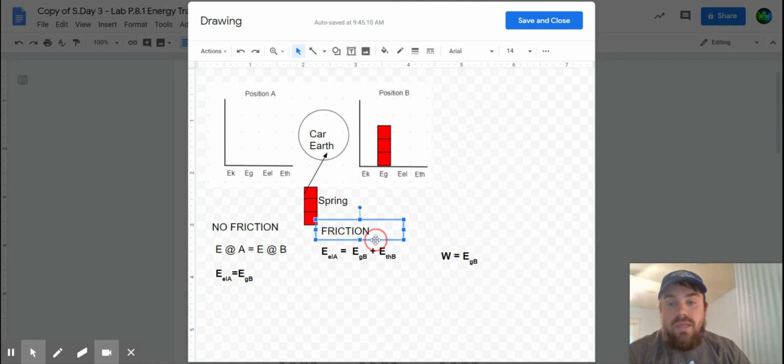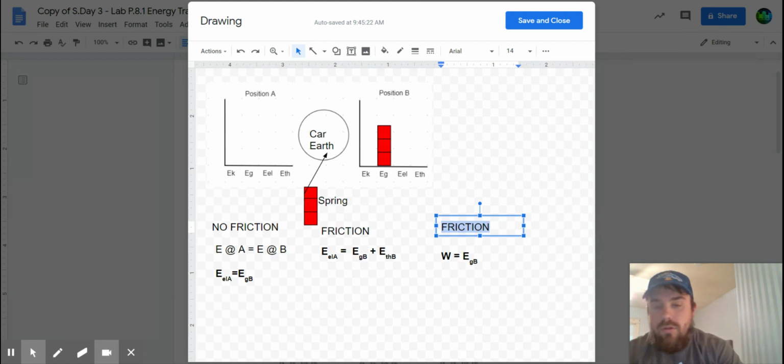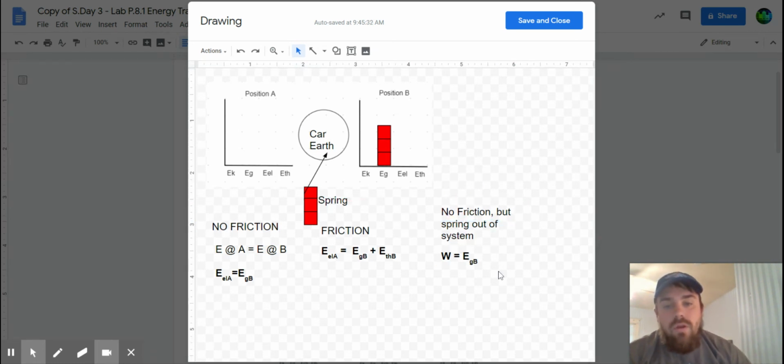And so this would be the scenario when no friction, but spring out of system. And that's what that equation would represent, like that. Hopefully that makes sense. The key thing about this is that work is energy entering or leaving the system. That's a key term, work.